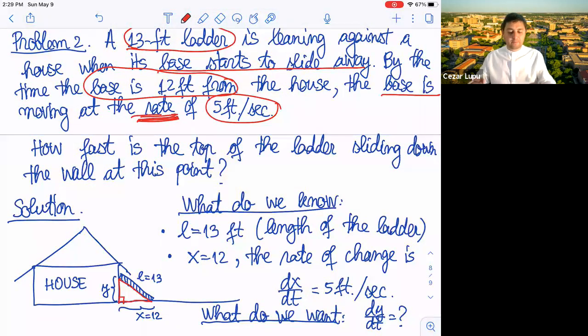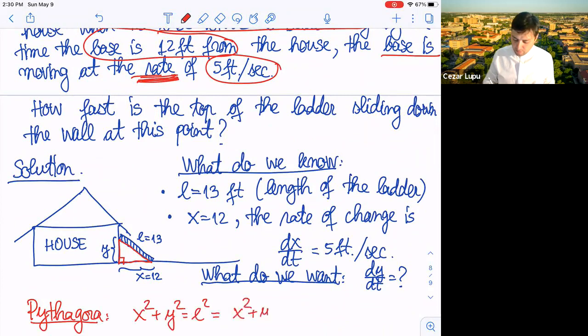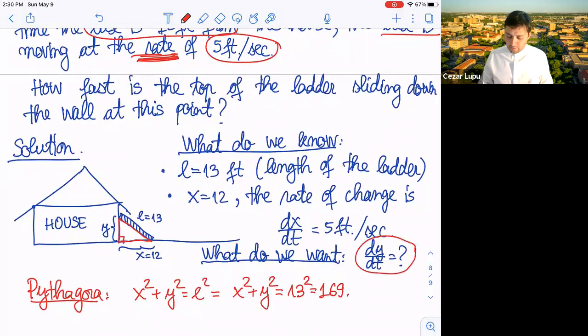So a good old friend of ours called Pythagoras tells us that x squared plus y squared equals L squared, or if you want, x squared plus y squared equals 13 squared, 169. Anyway, we can keep it like this. So what do we need to find? Keep in mind that we need to find this.